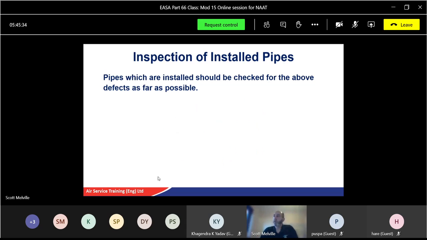So pipes installed should be checked for the above defects as soon as possible. So we've done all the normal checks, but it's a visual check, a bore check, all the good stuff, bonding, and make sure it is okay. However, some additional checks could include the following.